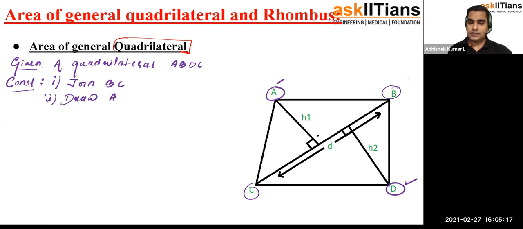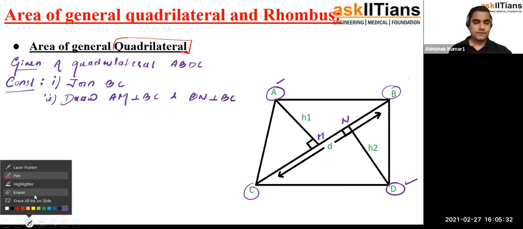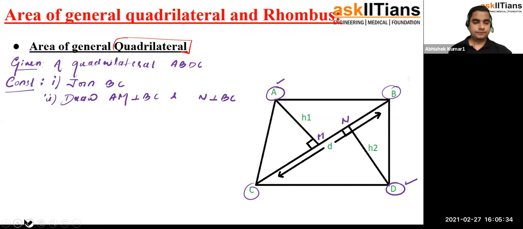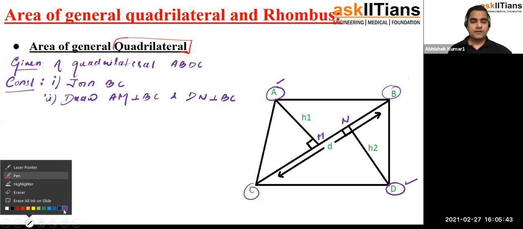Let us call this M and that N. You need to draw AM perpendicular to BC, and you need to draw DN perpendicular to BC. That is D, guys. This is D. Clear?